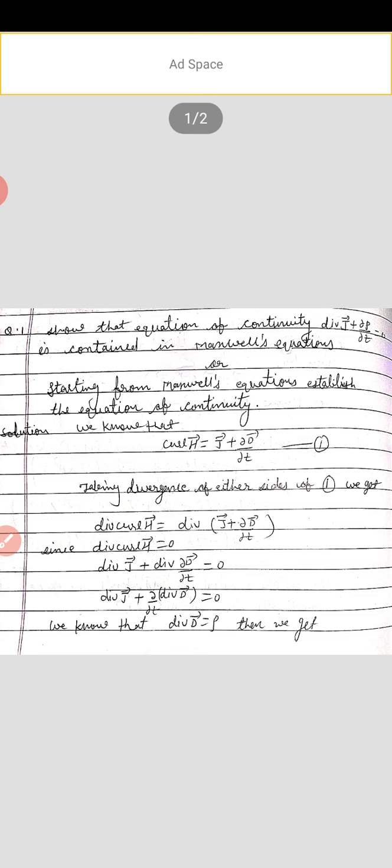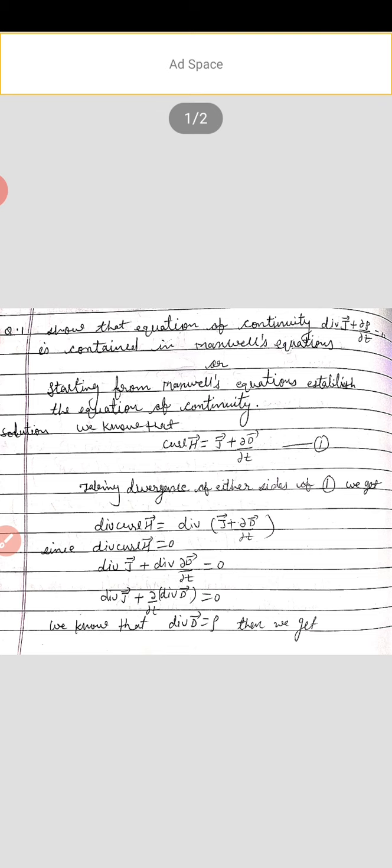Divergence curl of any vector is equal to 0, so we can write divergence curl H is equals to 0, and on solving the equation we get divergence J plus divergence del D by del T is equals to 0. On interchanging the differentiation operation and divergence, we get divergence J plus del D by del T, divergence D is equals to 0, and we know that from the first equation of Maxwell, divergence D is equals to rho.